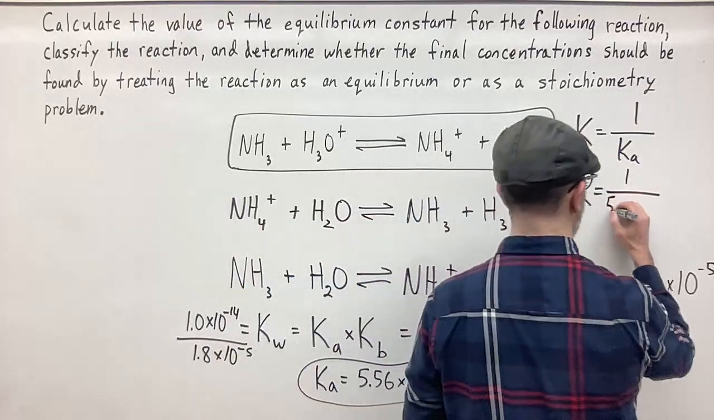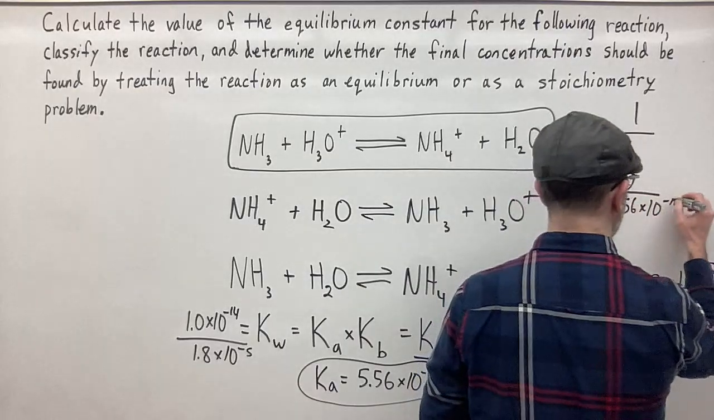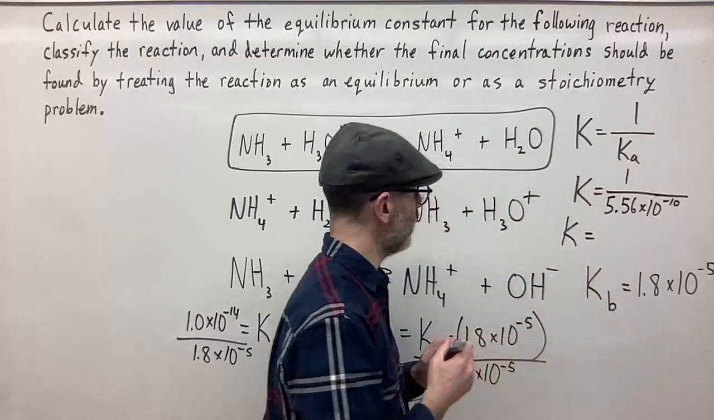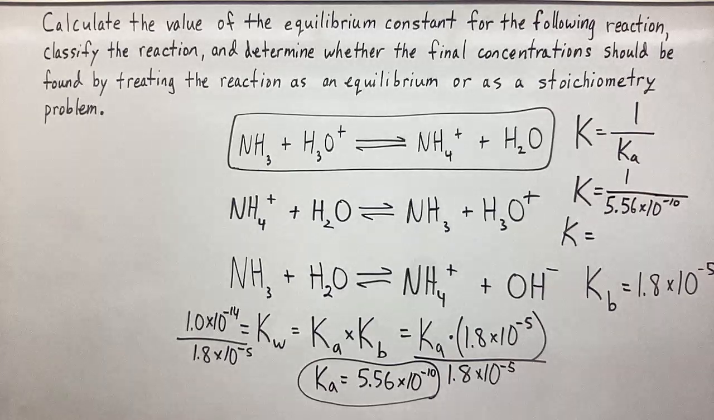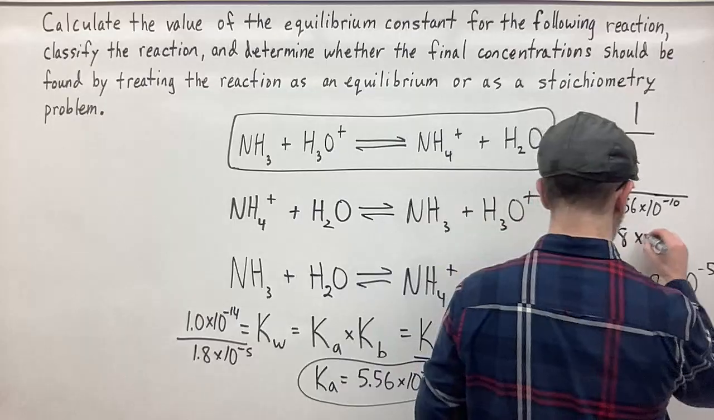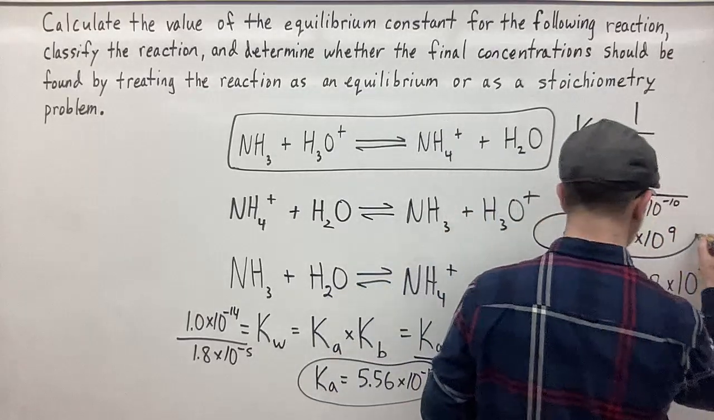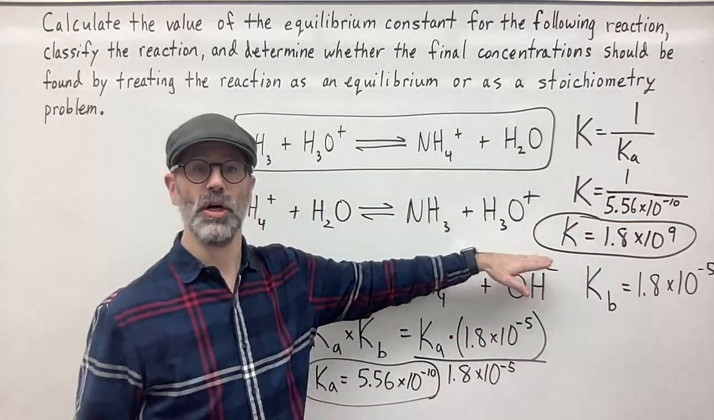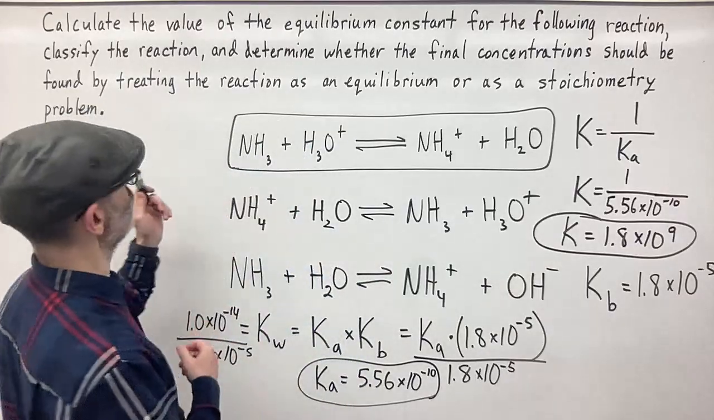So that's going to be 1 over 5.56 times 10 to the negative 10. So K, the equilibrium constant for this reaction, is going to be 1.8 times 10 to the 9th. So that is the K value for this reaction. And so now we can go ahead and answer the other question.